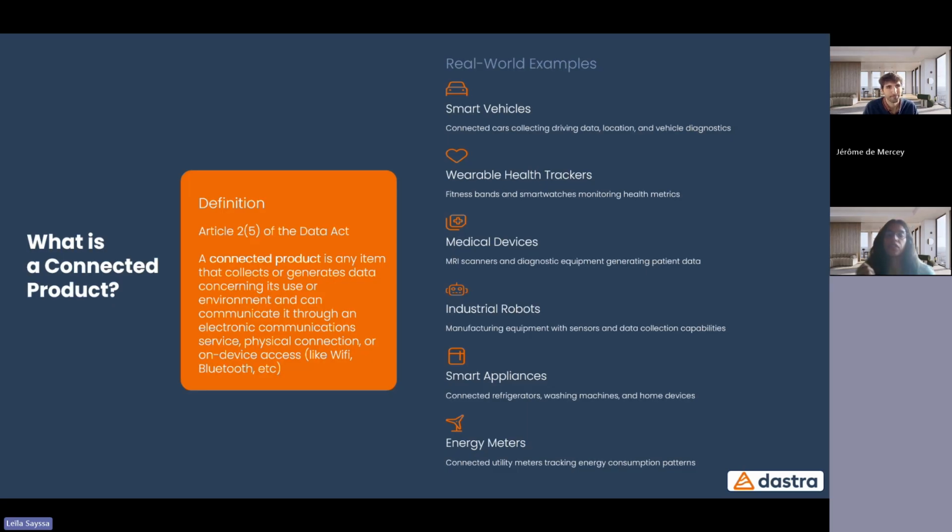So, for example, all of us know a lot of connected products in our lives. It can be smart vehicles, wearable health trackers, as I was saying, MRI scanners, virtual assistants also. So it covers quite a lot of products that are in our life currently.